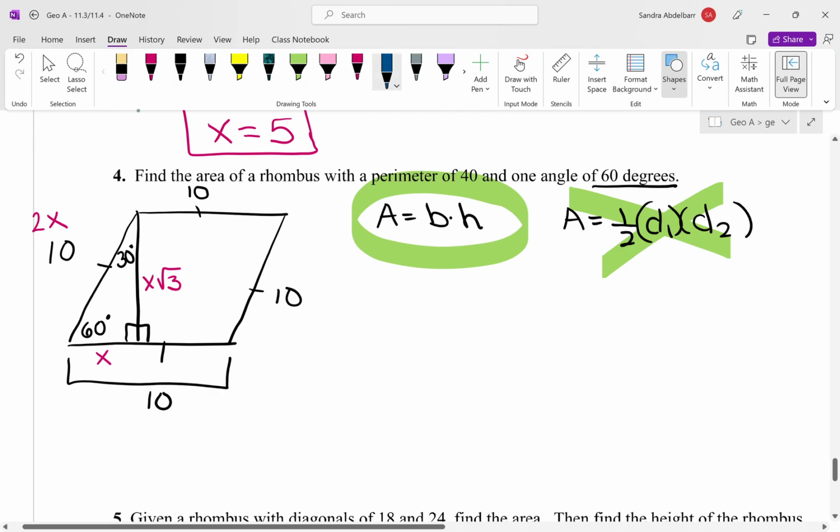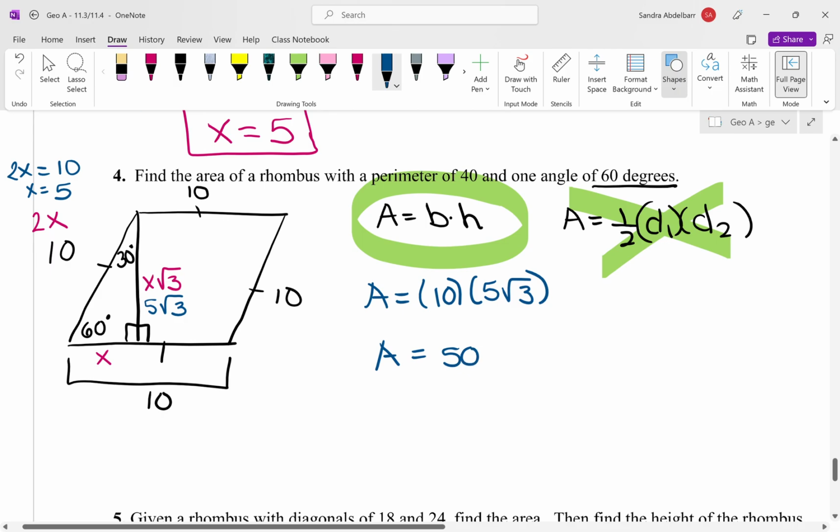Now we know opposite the 30 is x, opposite the 60 is x root 3, opposite the 90 is 2x. Our equation will be 2x equals 10, so x is equal to 5. What is the height? 5 root 3. So the area is equal to our base. What is our full base? 10. Good. Our full base is 10, and our height is 5 root 3. So our area is 50 root 3 units squared.